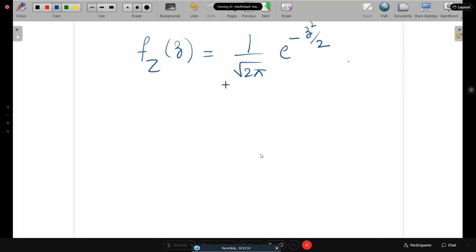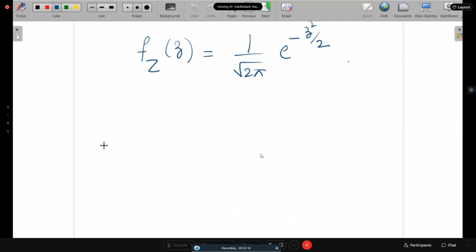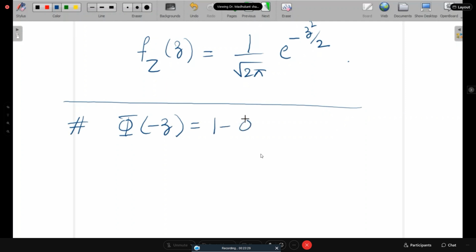The nice thing about this standard normal variate is that we have the standard normal table, which we can use for evaluation of certain problems. We will look at that next. Another important property that can be noted is that phi of minus z is 1 minus phi of z.